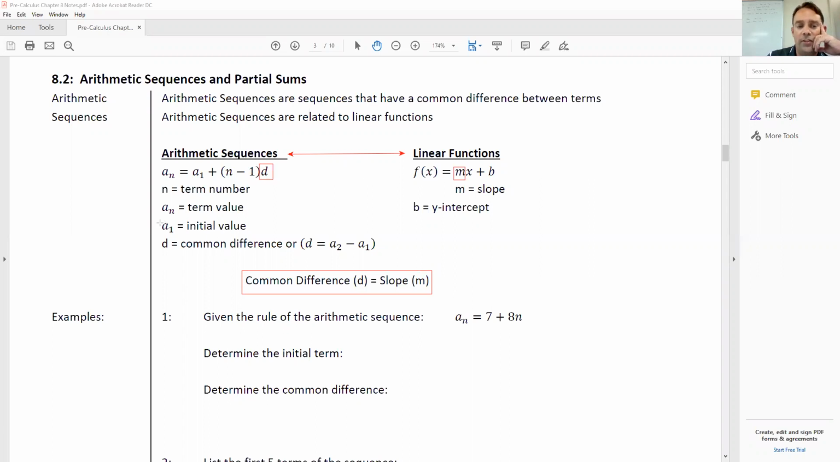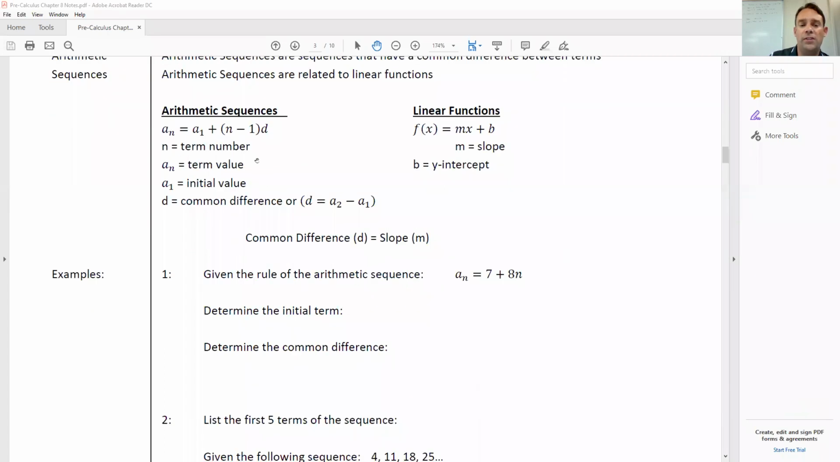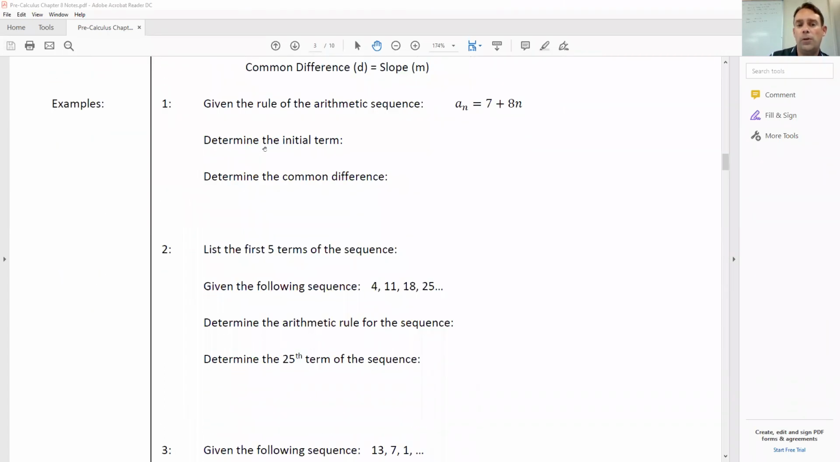Also, this idea of the initial value, and for linear functions, the y-intercept, those are really close to being the same thing as well. So when we have our sequence, there's our initial value, and here's our y-intercept. So they're primarily the same exact idea. It's just that instead of x, we call it n minus 1, or the term number minus 1. So what we're going to do today is play with this idea of arithmetic sequences and see what we can come up with here.